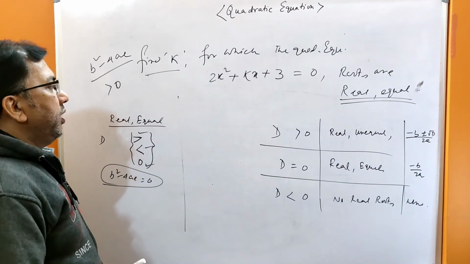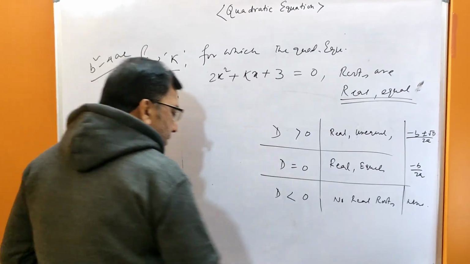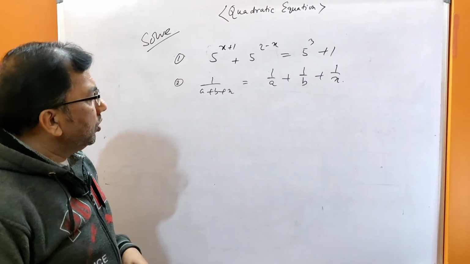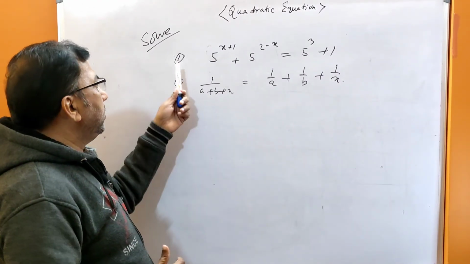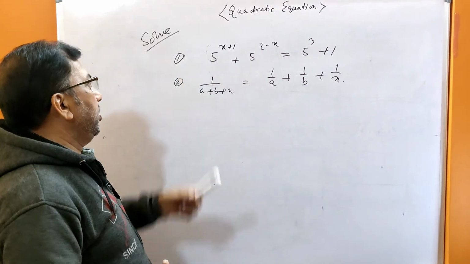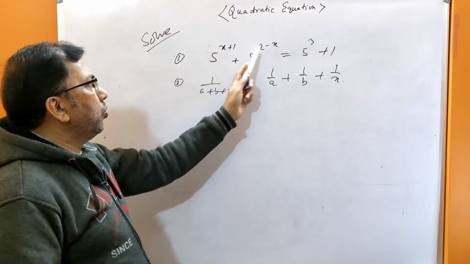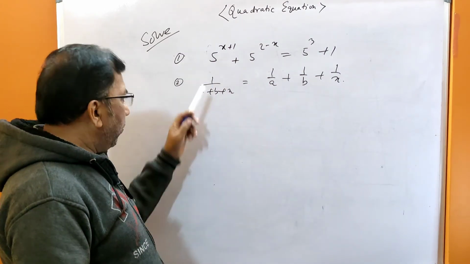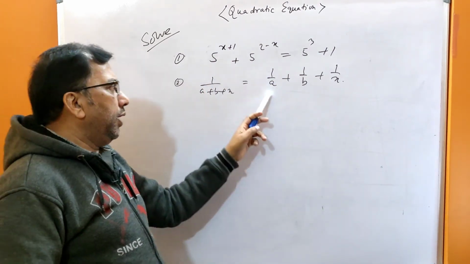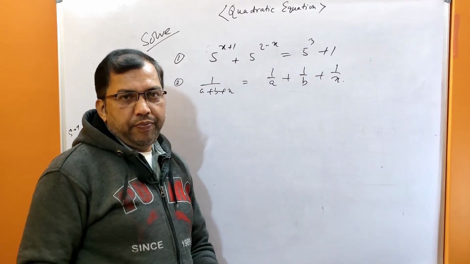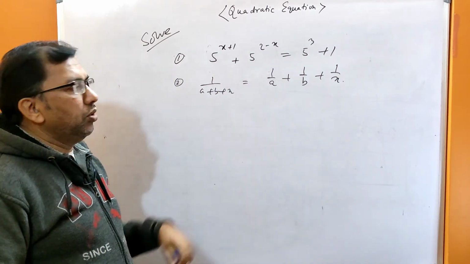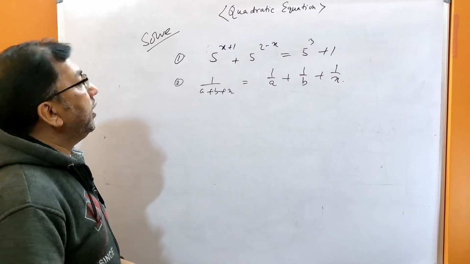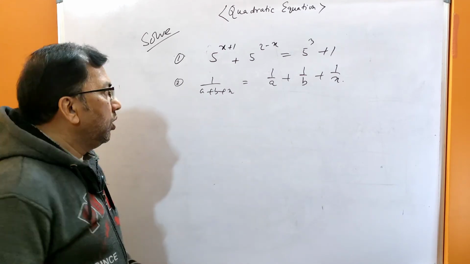Clear? Next, sum. Different sums will come. There are so many sums that will come. In this case, you have to find out x. Solve it: 5 to the power x plus 1 plus 5 to the power 2 minus x equals to 5 to the power 3 plus 1. Find out the value of x. And 1 by a plus b plus x equals to 1 by a plus 1 by b plus 1 by x. In both of these cases, the value of x will be 2. The two roots are there. So find out with the possibilities.